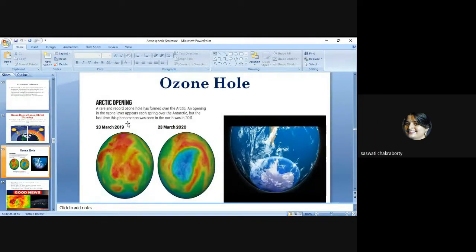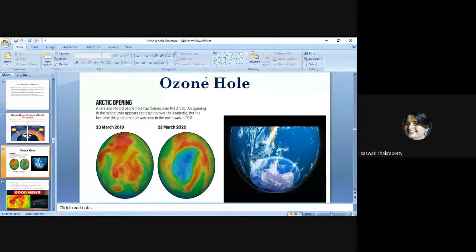Another effect is the ozone hole. Now, ozone hole depletion has been a hot topic for the last 10 years, because we were all concerned about the hole created in the ozone layer, which cannot prevent the harmful UV radiation from entering the Earth's surface, and this will lead to cancer and so on. So, what is this ozone hole?